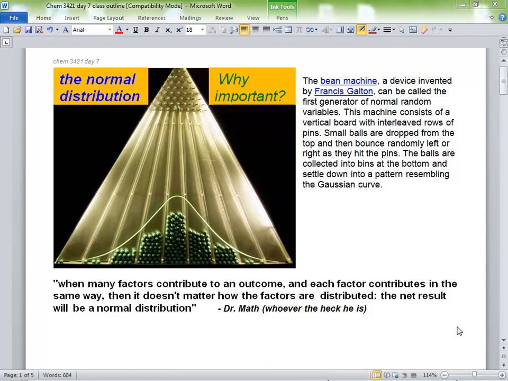The normal distribution. This is the bean machine. You pretty much drop a little ball at the top, and it bounces around between all the little pegs, so it gets random motion in there. And it ends up falling into one of the slots.